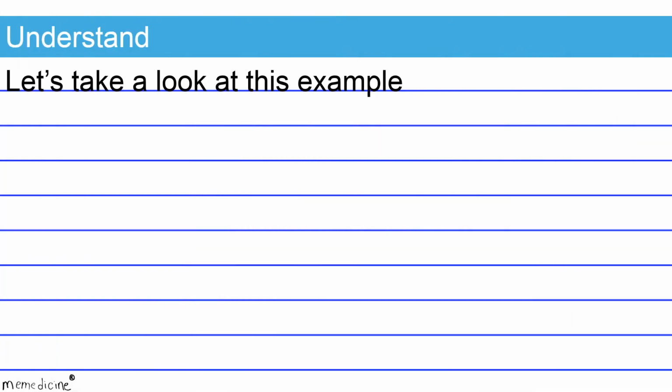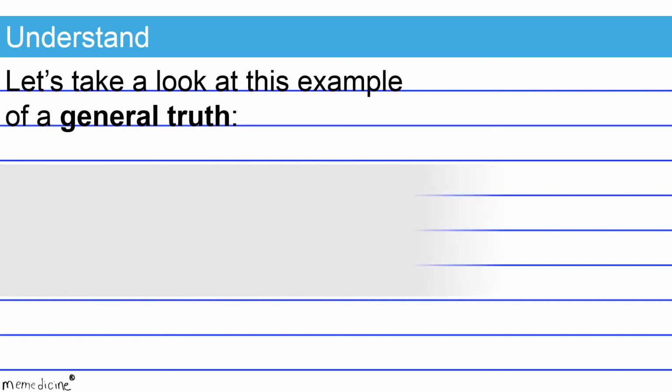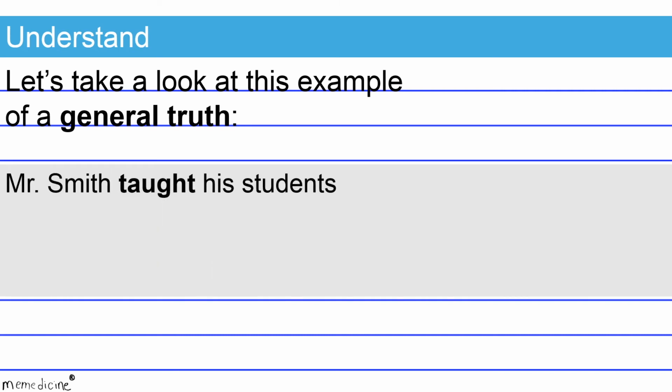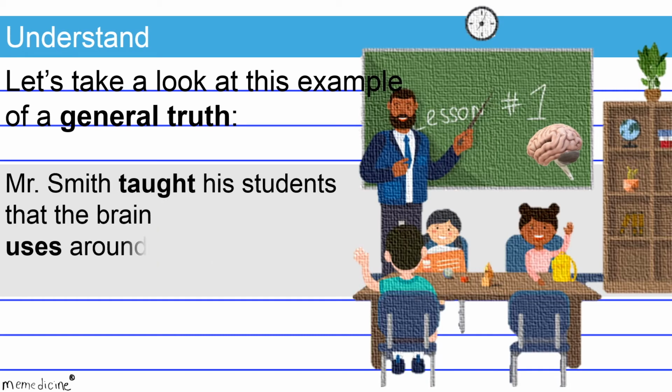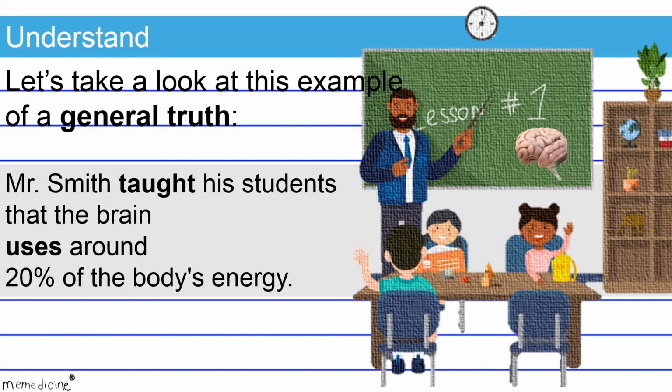Let's take a look at this example of a general truth. Mr. Smith taught his students that the brain uses around 20% of the body's energy. The sentence shifts to the present tense to state a general truth. This shift is appropriate in this instance.